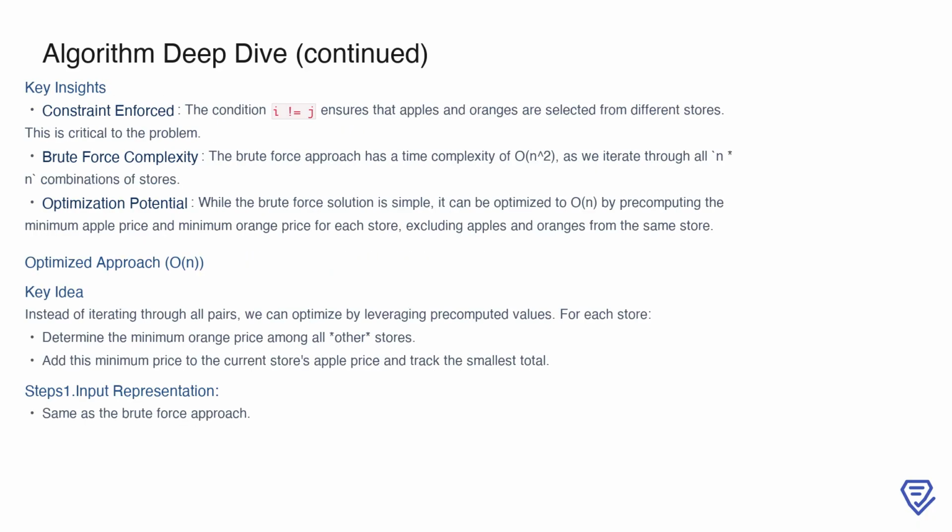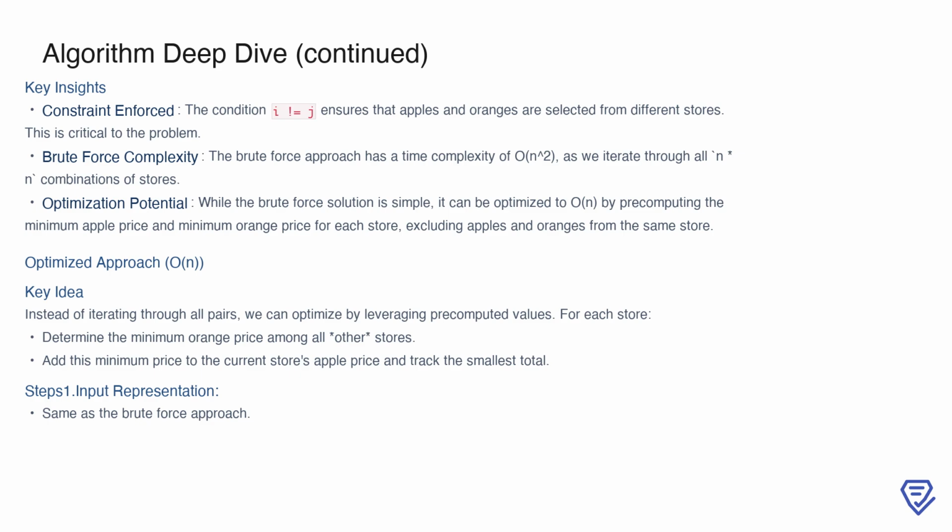One of the key insights of this problem is that the constraint i does not equal j ensures we are always selecting an apple and an orange from different stores, which is fundamental to the problem. However, the brute force approach, while simple to implement, has a time complexity of O(n²), due to the nested loops required to evaluate all combinations. This presents an opportunity for optimization.